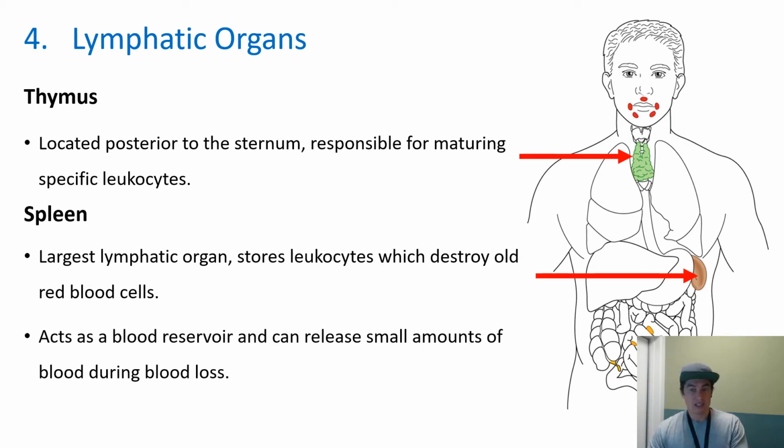Our spleen, which we had to label in the first exam, is our largest lymphatic organ. It stores leukocytes or white blood cells, which help destroy old red blood cells. So your spleen is sort of a space where old red blood cells go to be recycled and broken down, but it also acts as a bit of a blood reservoir, like a storage of blood for a small amount that can be released during times of blood loss.